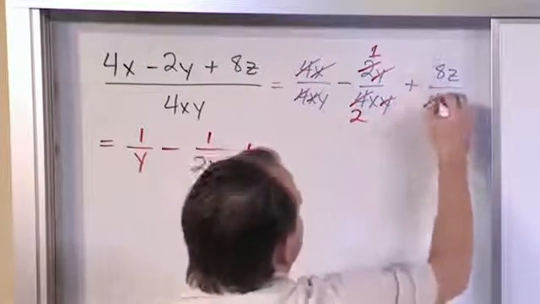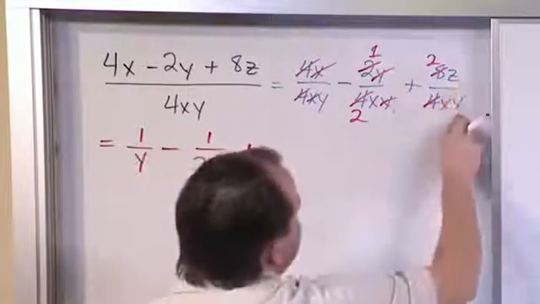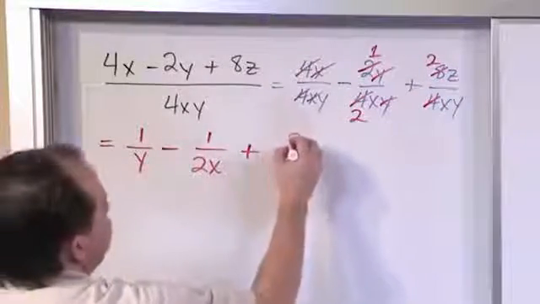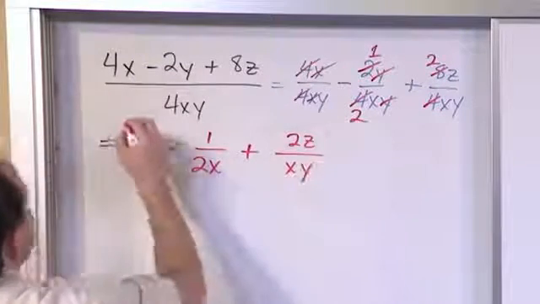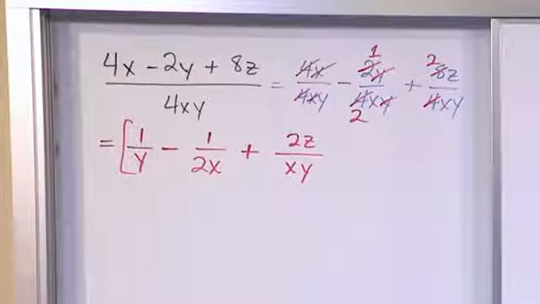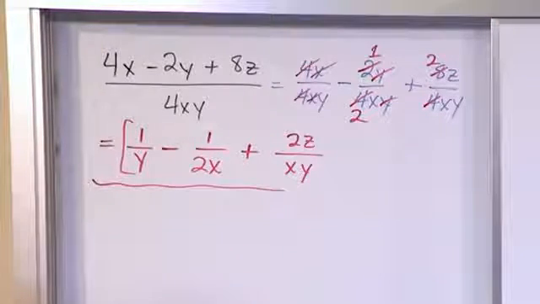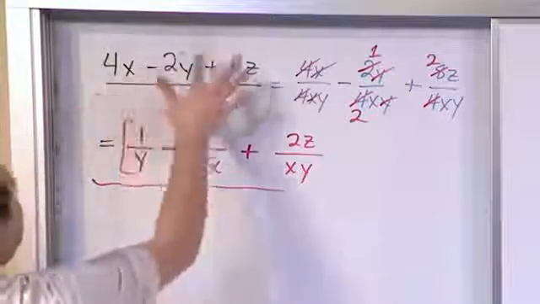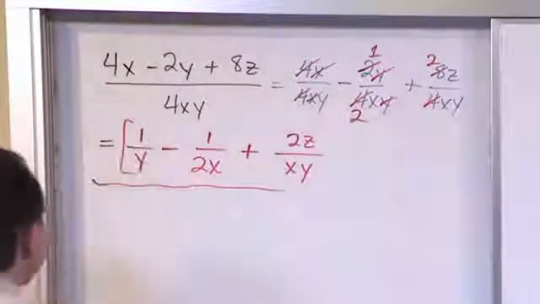8 divided by 4 is 2. And there's nothing else I can cancel. z and x and y are all different. So really what I have is 2z over x times y. And this is the final answer. So what I have is 1 over y minus 1 over 2x plus 2z over xy. And that's the final answer. So notice that if you have 3 terms on the top, it doesn't really make it that much harder. Once you split it up, you just have one more item to deal with.